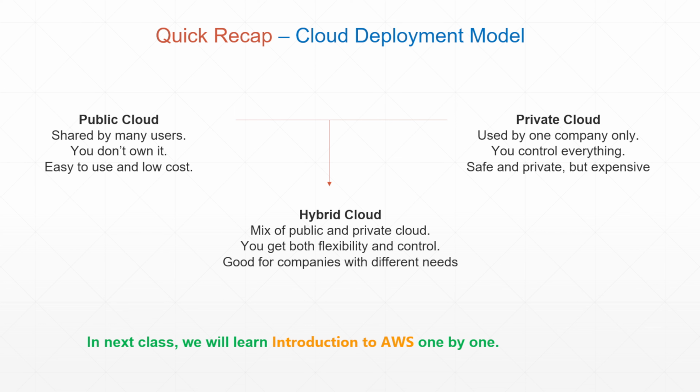Companies choose based on what they need. If they want low cost, they go for public cloud. If they want full control, they choose private cloud. If they want both, they use hybrid cloud. I hope you understood cloud deployment models in a simple way.